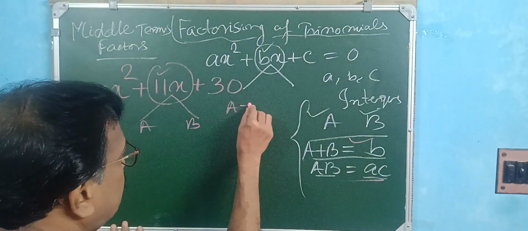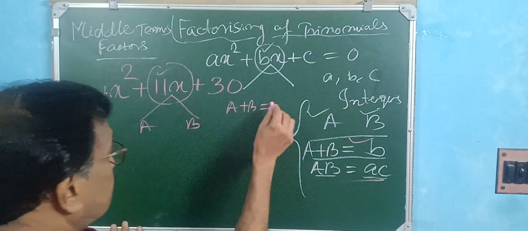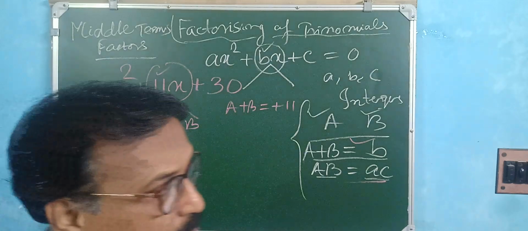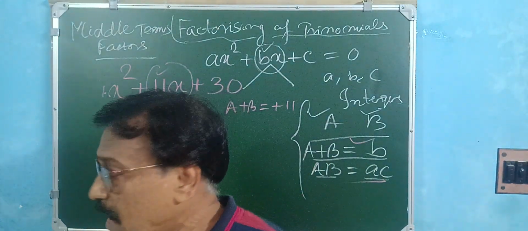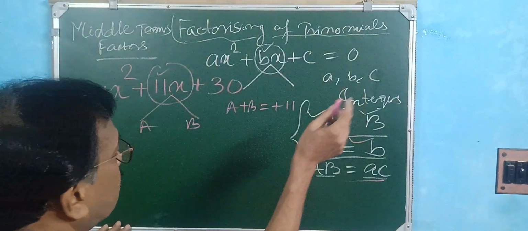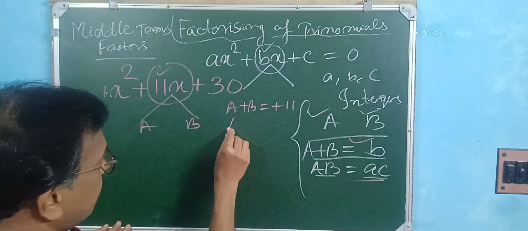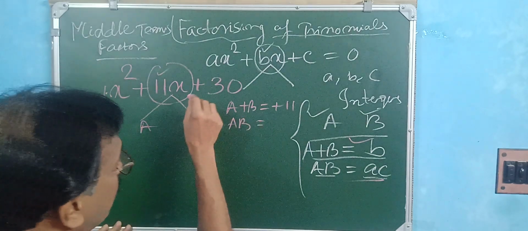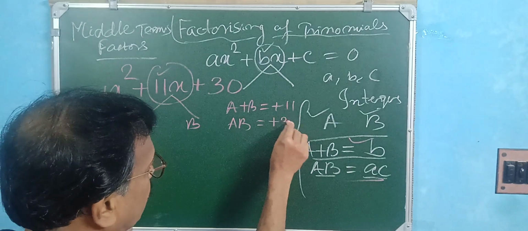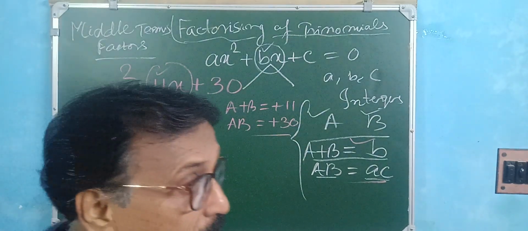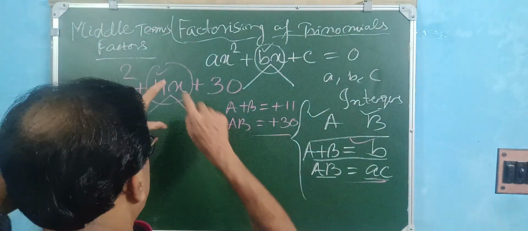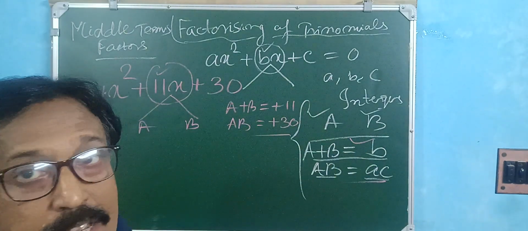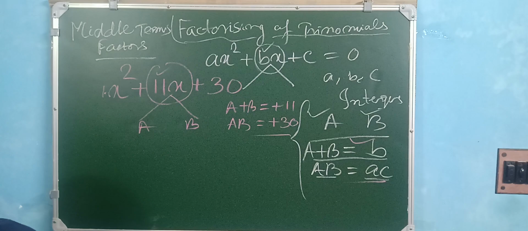So a plus b is plus 11. This is a very important thing. If you understand this part, it will be easier to solve the sum in the case of the middle term factor or trinomials. And a into b is plus 30, since the coefficient of x square is 1. In this way you break it. That means if there are three terms, it is broken into four terms. So this part is very important, in which way you solve it.